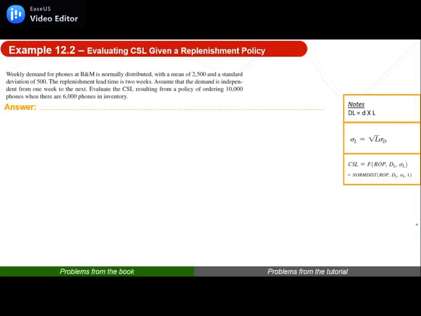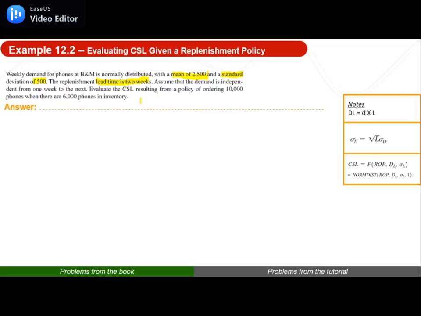Next, example 12.2, evaluating CSL, or cycle service level, given a replenishment policy. For B&M, the information is quite the same as the previous example. It has an average demand, or mean, of 2,500. The standard deviation is also the same, 500. The lead time is 2 weeks, and assume that the demand is independent from one week to the next.